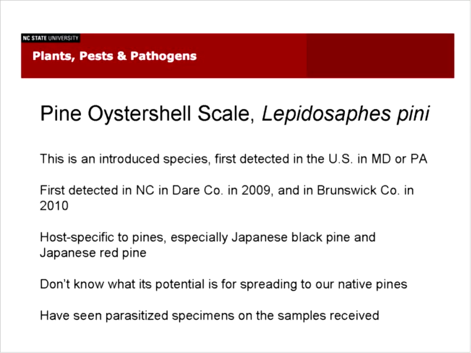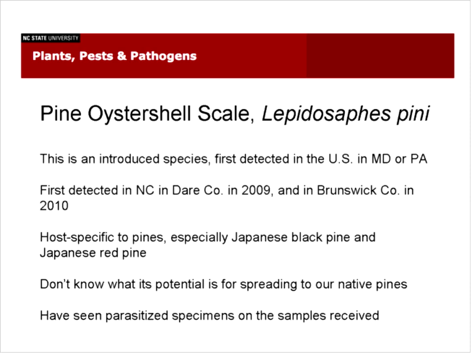Pine oyster shell scale is an introduced species that was detected. It was probably introduced about 20, maybe 25 years ago in either Maryland or Pennsylvania in the Northeast somewhere. It was first reported in a publication in Pennsylvania in 1994. And we first got specimens of this from North Carolina in Dare County just last year. We had another sample come in from Dare County earlier this year, and also a sample from all the way down in Brunswick County.